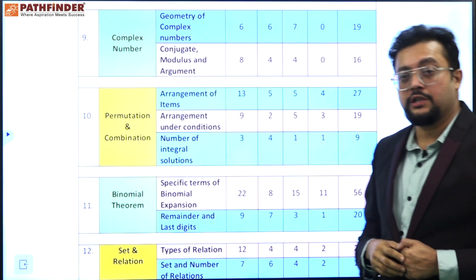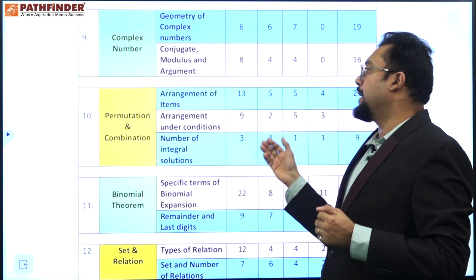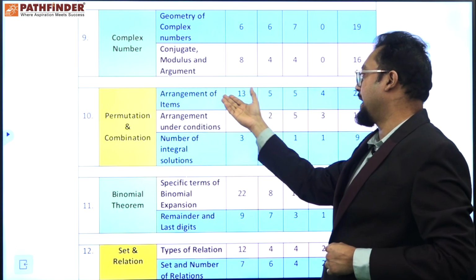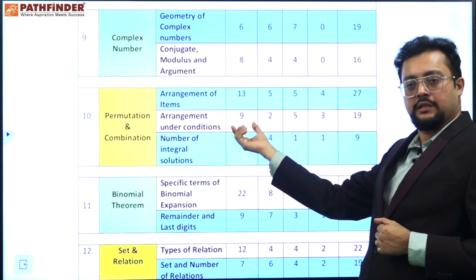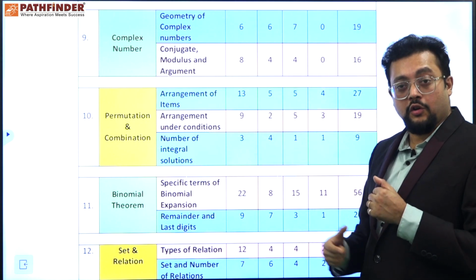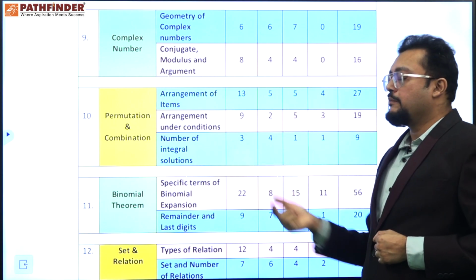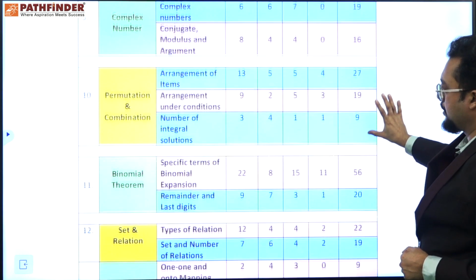Next comes permutation and combination. In permutation and combination, mostly they are heavier towards permutation, because arrangement of items, arrangement under specific conditions, and rank of words are the questions that come through over here. Number of integral solutions in combination they ask.